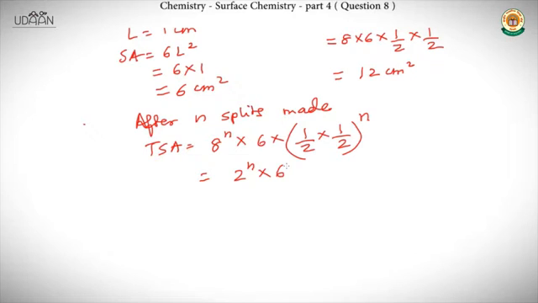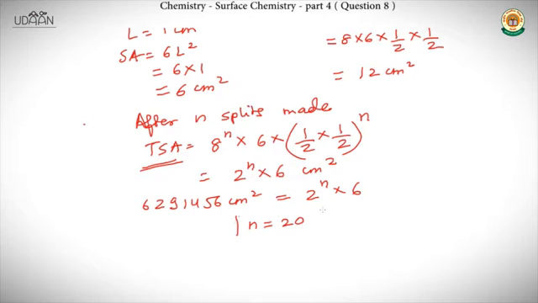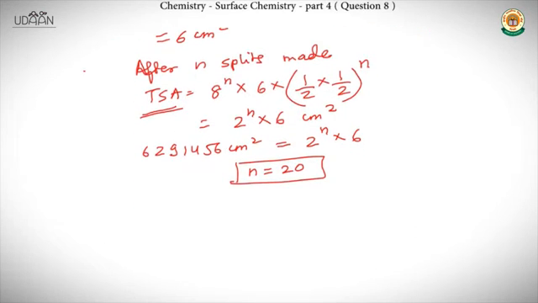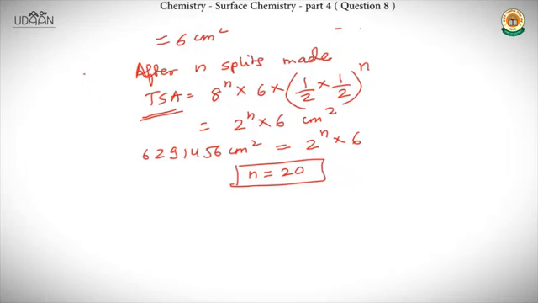So now I know the total surface area required is given to me as 6291456 centimeter square, and I need to find out the number of splits. I can solve this easily. It will be n equals 20. It obviously requires the use of a calculator, because solving it manually can be very time-consuming. So 20 splits should be made in a cube of length 1 centimeter to obtain this much area. So by this we end this question.